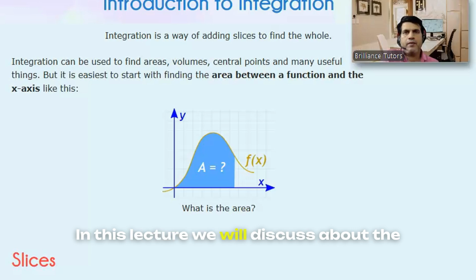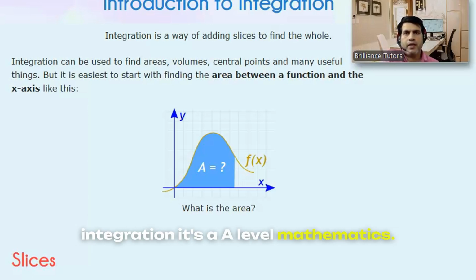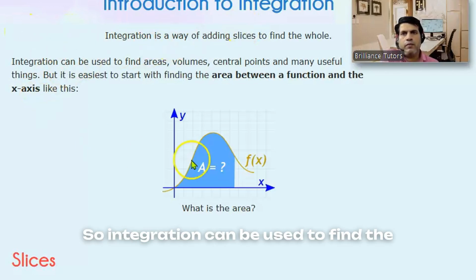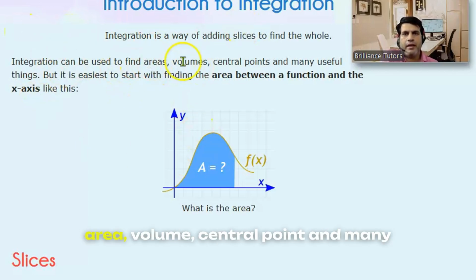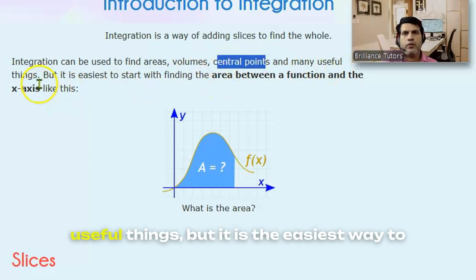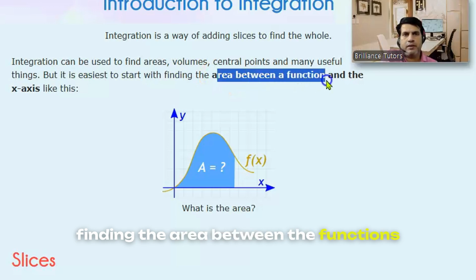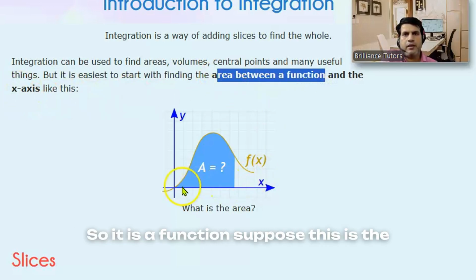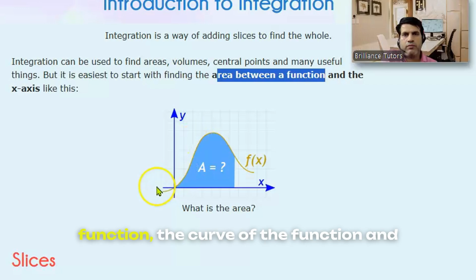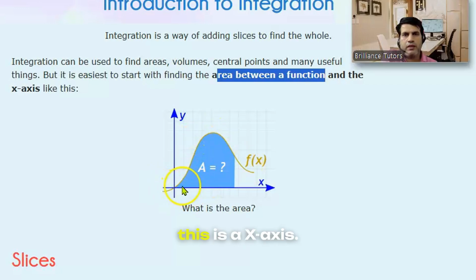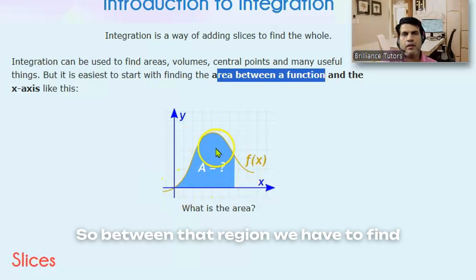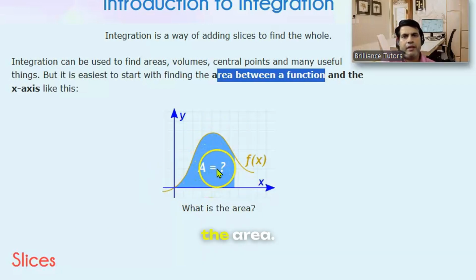In this lecture we will discuss integration. It's A-level mathematics. Integration can be used to find the area, volume, central point and many other useful things, but the easiest use is finding the area between a function and the x-axis. Suppose this is the curve of the function, and this is the x-axis. Between that region we have to find the area.